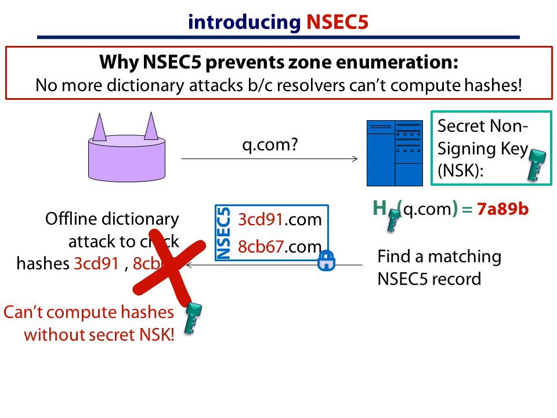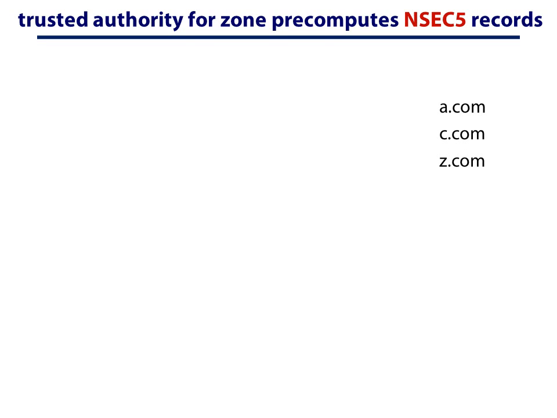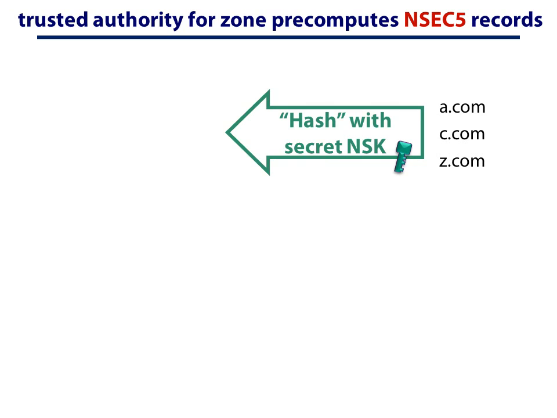And now let me go into the details of how exactly NSEC5 works. The first thing we need to do is understand how the trusted authority for this zone, who actually holds the secret zone signing key, can compute the NSEC5 records. As before, we start with our records in our zone file, and then we hash them. But now instead of hashing them just with a normal hash like SHA-256, we're going to use a special hash, which is keyed with this secret non-signing key.